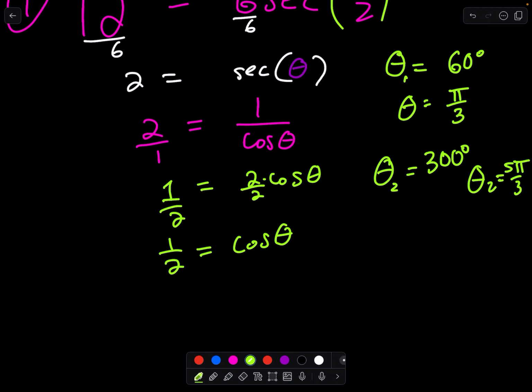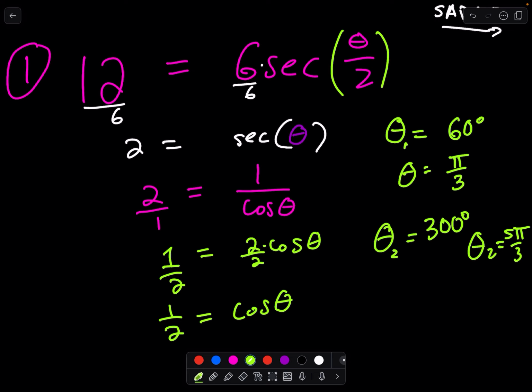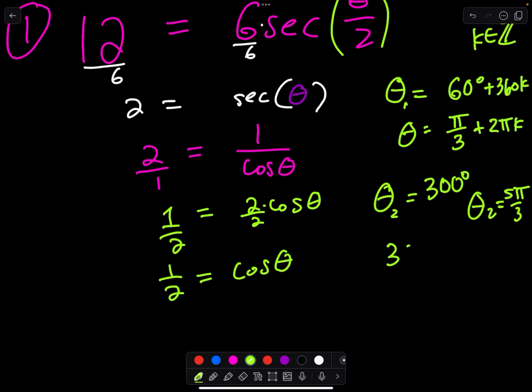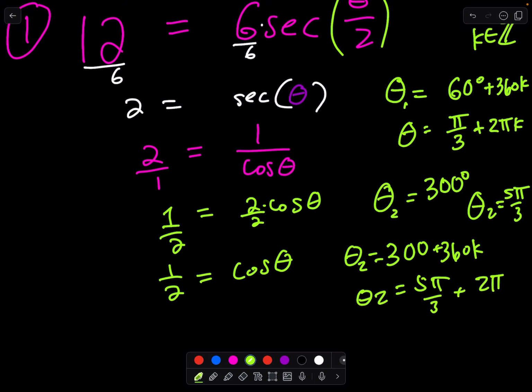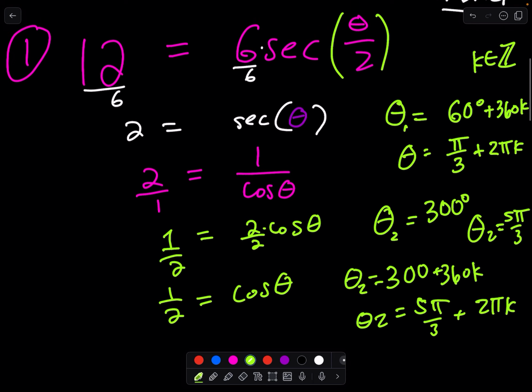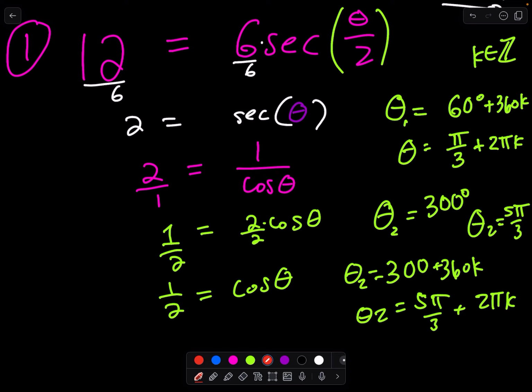Okay, so again, these are sort of our answers, but we're not done. Our answers have theta, not theta over 2. And then we have to account for multiples of 360. In radian land, that's multiples of 2 pi. And we're just saying k is some integer. Similarly, we have 300, otherwise known as negative pi over 3. Either would be acceptable, plus multiples of 360. Or we could say 5 pi over 3 plus multiples of 2 pi, where k is an integer. So k could be -1 or 4 or 2 or 0. Okay?